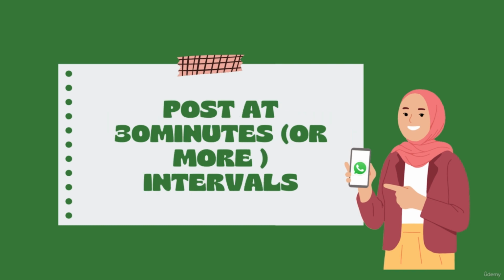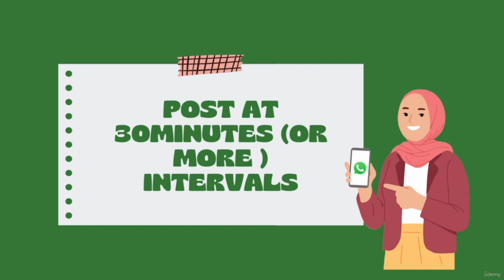Another way to maximize views on your WhatsApp story is to increase the intervals at which you post. Let's say, for example, you post at 8:30 a.m. You could wait 30 minutes before your next post, except if the first post is related to the second post. Then you can post both of them together. But if not, you should give an interval of 30 minutes or more before posting another content on your WhatsApp status.